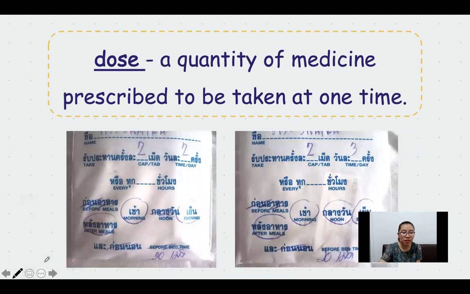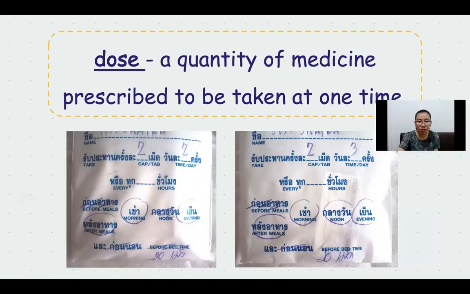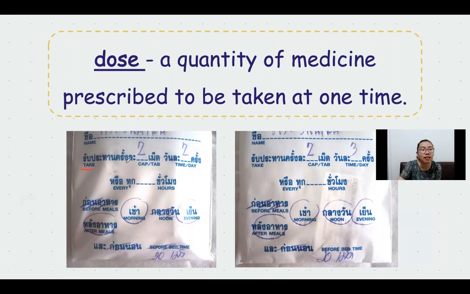As for dosage, we have this one. There are Thai words here. It says take 2 capsules or tablets 2 times a day, after meals in the morning and evening. This is dosage, how many times you take it. Two times a day, morning and evening, after breakfast or dinner. After finishing eating breakfast and dinner, you take it in the morning and evening.